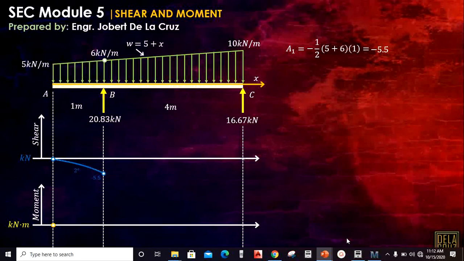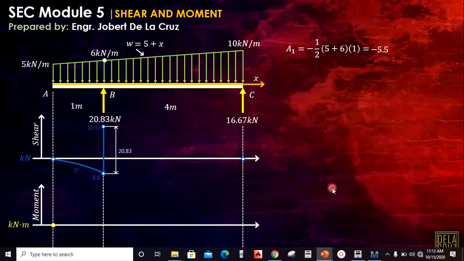Okay. Now, segment B to C naman. So, we need to calculate this area, na? So, from here, at this point B pala, may abrupt change of shear tayo. Upward shear. So, from negative 5.5 plus 20.83, then it will give us 15.33. Okay, ito yung 20.83 natin dyan. Abrupt change. Negative 5.5 plus 20.83. It will give us 15.33.